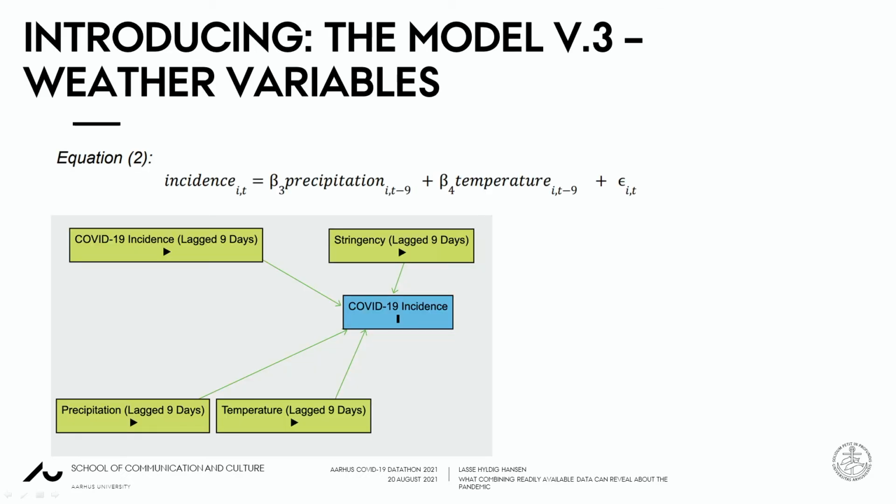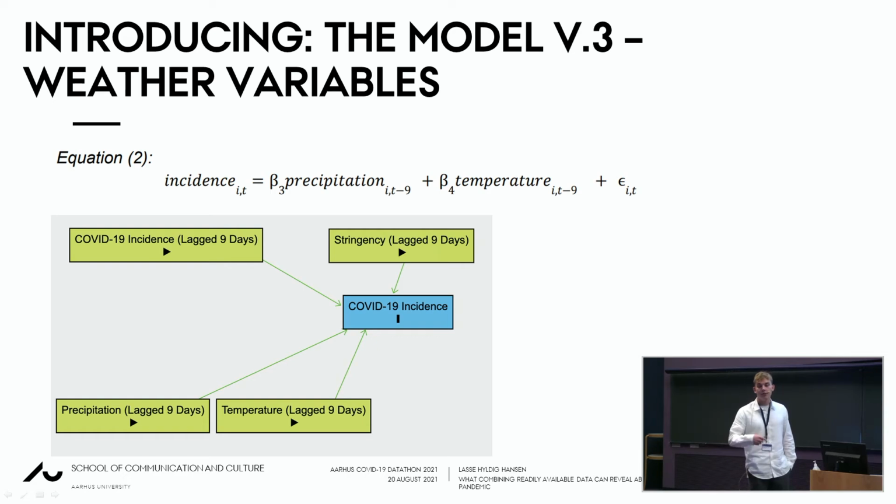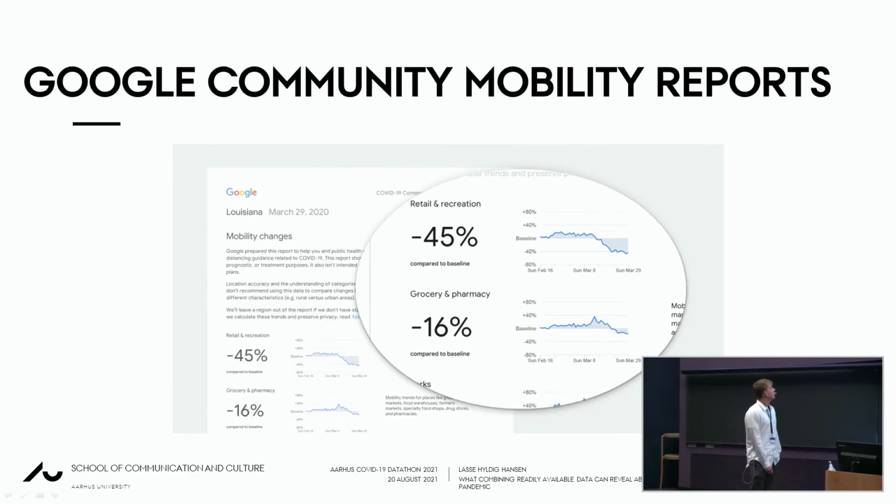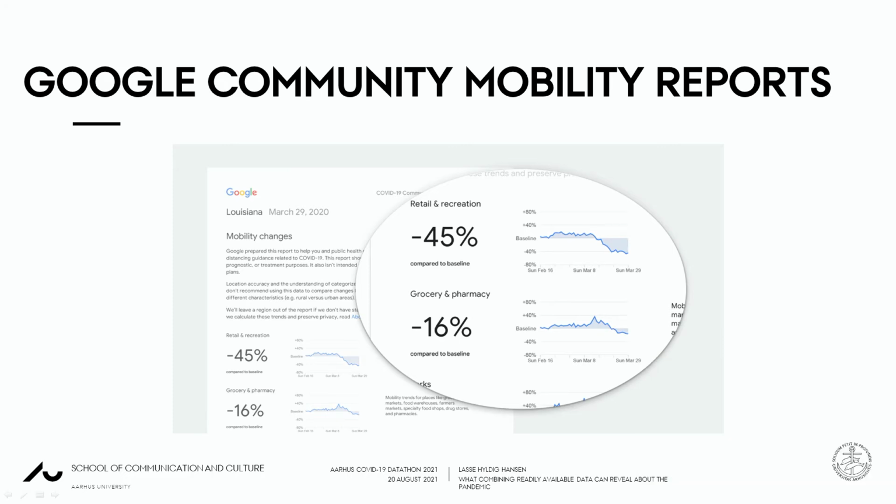We introduced 2. We primarily thought that temperature would affect COVID-19 incidence, both because of social mobility and because of virus prevalence, but we also added precipitation. Yeah. Next up, the next thing to add to the model is these reports from Google Mobility.